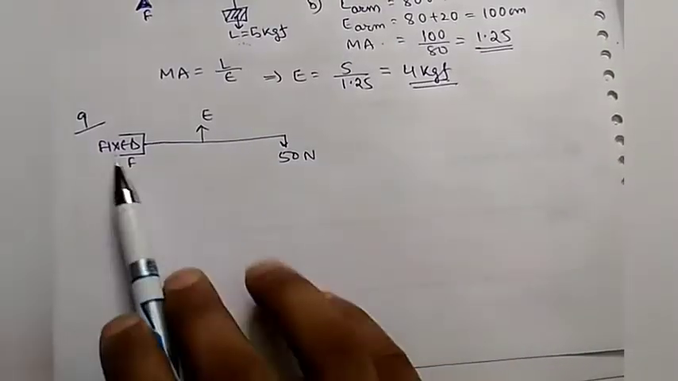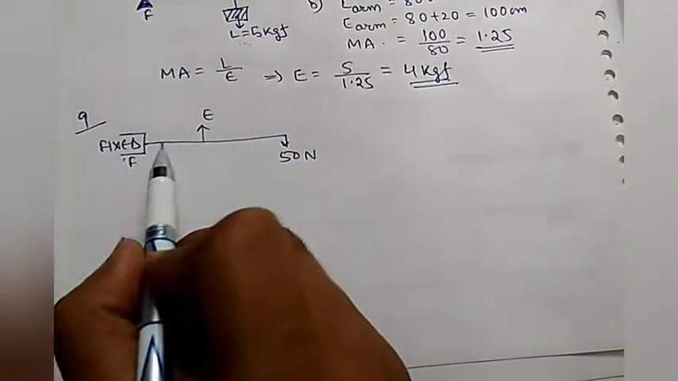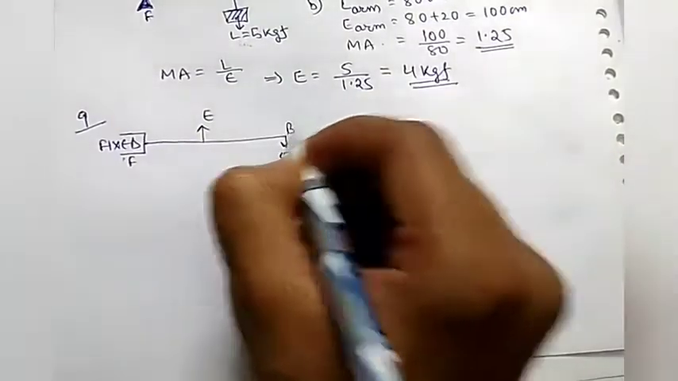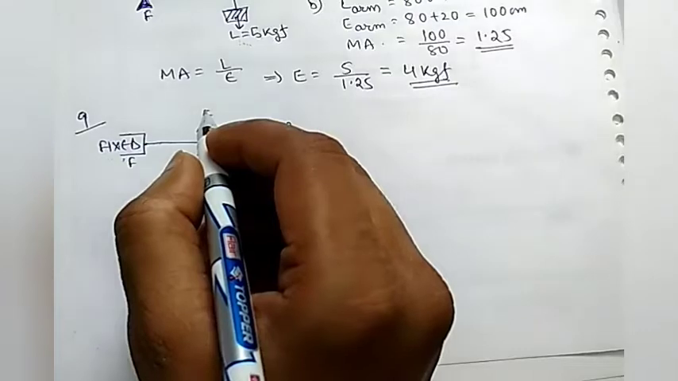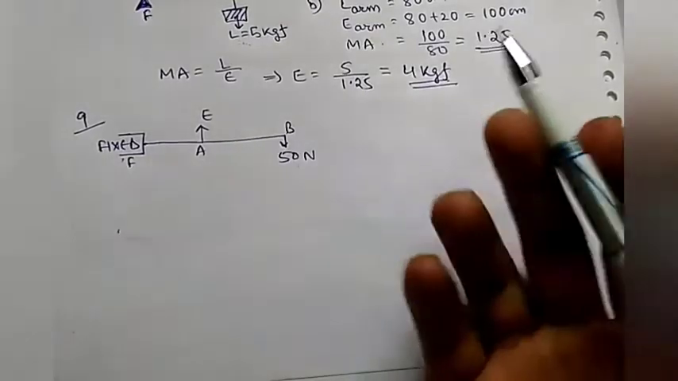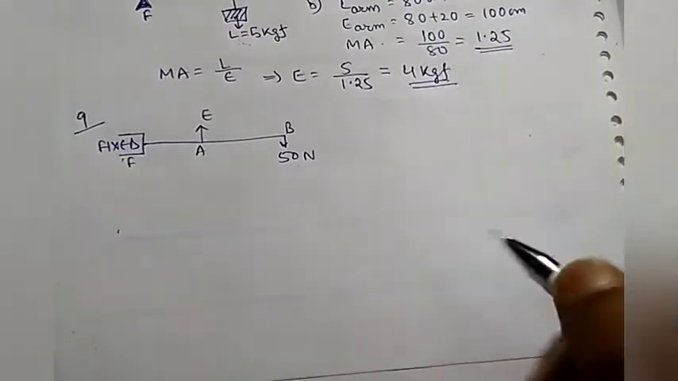Question number 9. This figure is given. This is the fixed point. Rod is there where 50 Newton of load is put here at B, and at A effort is applied in upward direction. So the first question is, state the principle of moments as applied to the above lever. So what is the principle of moment? Principle of moment is anti-clockwise moment is equal to clockwise moment.